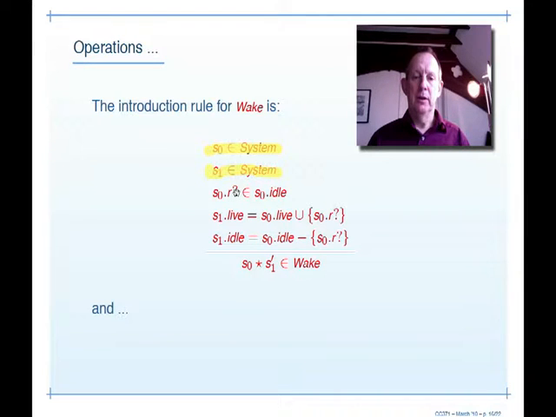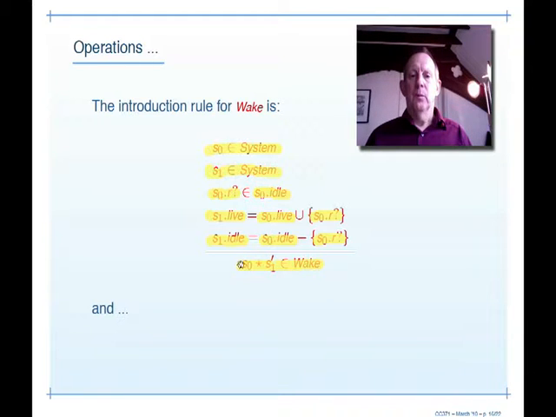First of all, the input resource, our query in the initial state, is in the idle set in the initial state. The live set in the final state, the after state, is the same as the live set in the initial state with the resource added. The idle set in the final state is the idle set in the initial state with the resource in the initial state removed. And under those conditions, that state transition belongs.